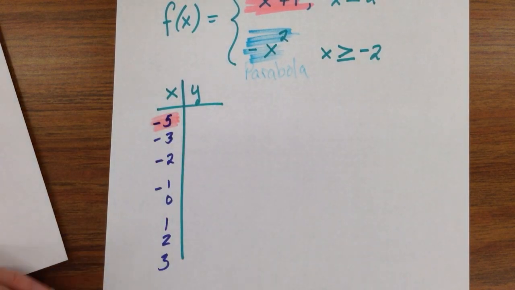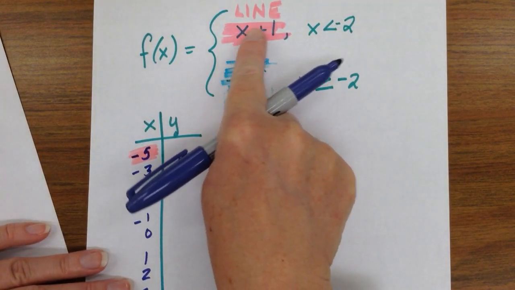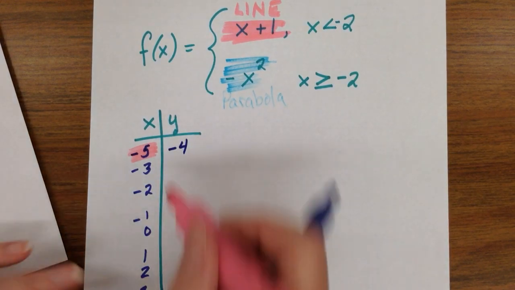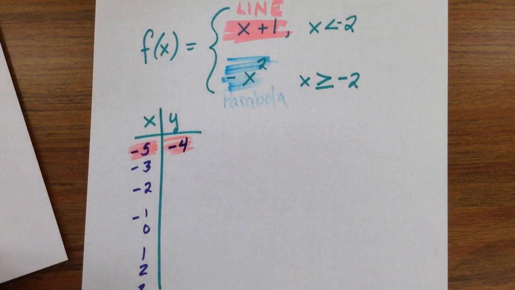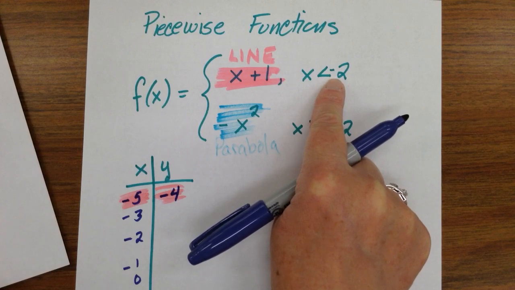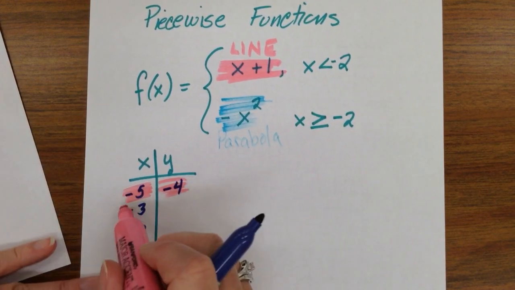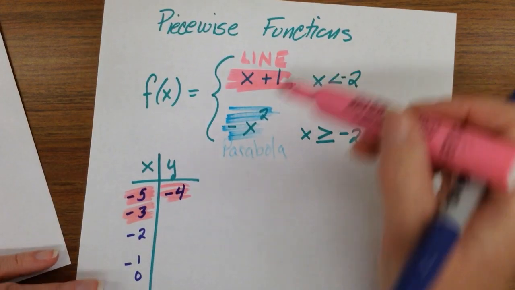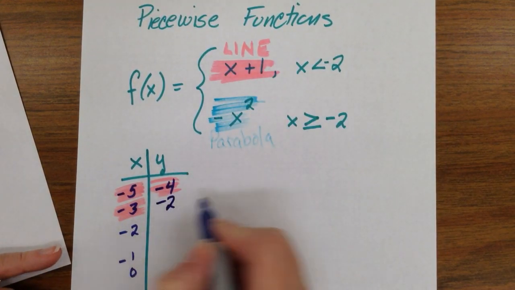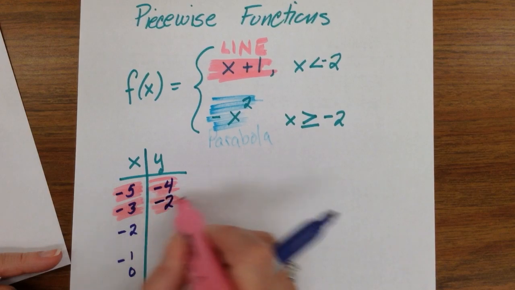So if I put -5 into the equation, -5 plus 1 is -4. So there would be a point on the line at -5, -4. All right, -3. -3 is less than -2. So that makes -3 on the line piece. I will only fill it into the line piece. -3 plus 1 is -2. So now I have 2 points on my line.